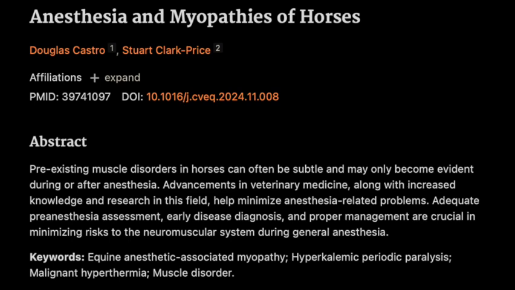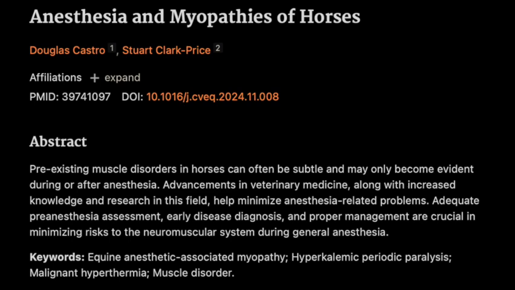What are the red flags that tell us a horse might be developing EAM? The clinical signs usually show up during recovery or within a few hours after anesthesia. Prolonged recumbency, like they're taking a long time to get up, difficulty standing, and just overall weakness are some early signs. You might also see some muscle twitching or fasciculations, signs of distress like sweating, and even swelling and firmness in the affected muscles. I see.